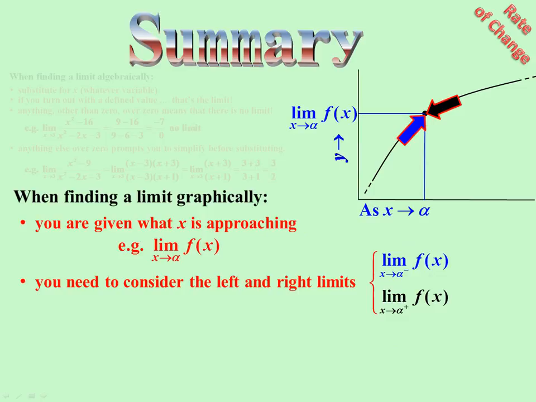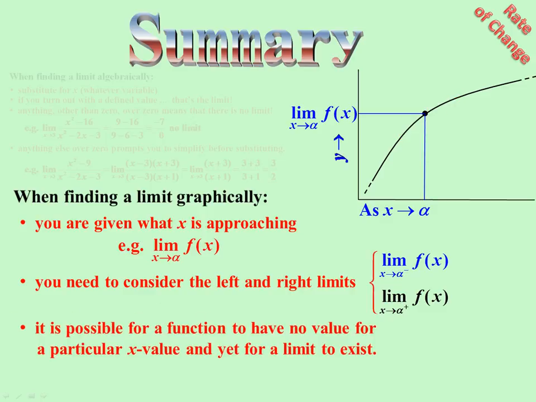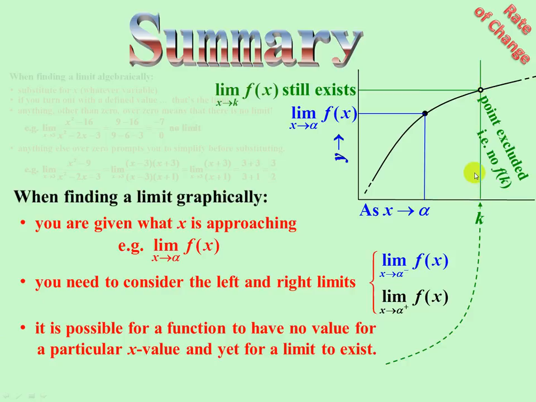Left and right limits. Not so much in this course, more in the more advanced calculus, but just to establish that a limit does not exist if the left limit does not equal the right limit. And it is possible for a function to have no value at a certain x value and yet for there to be a limit. If you look here, there's a hole, so the function value does not exist at x equals k, but the limit does exist, because we can approach that point from both sides, they're both approaching that point.